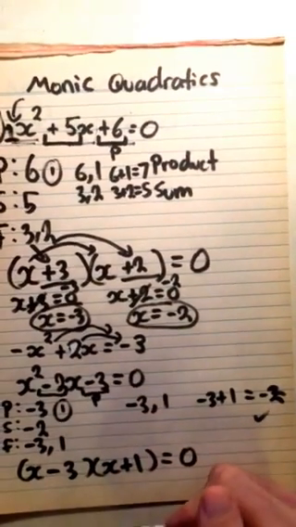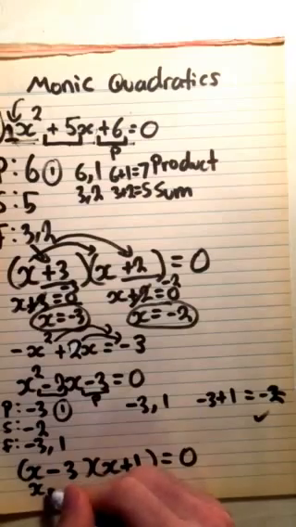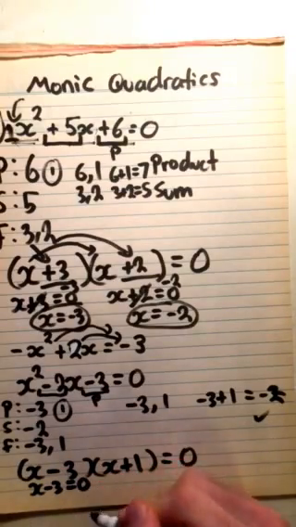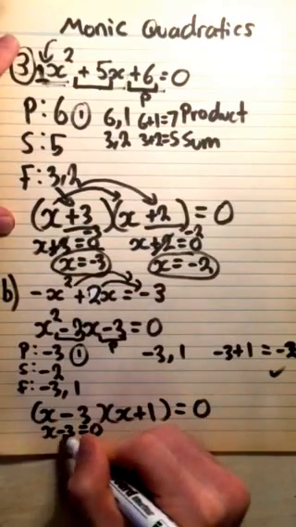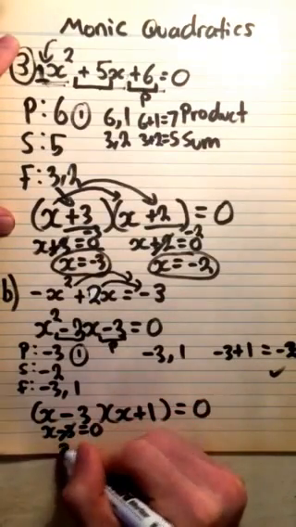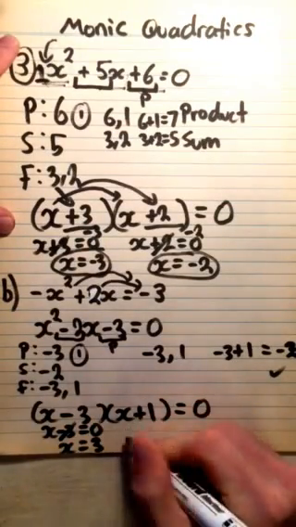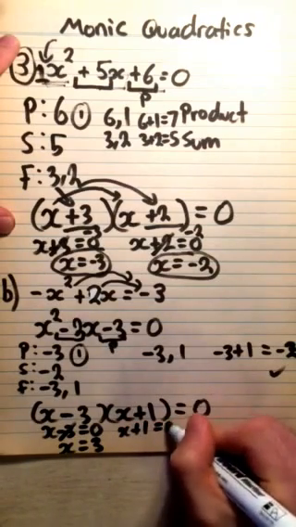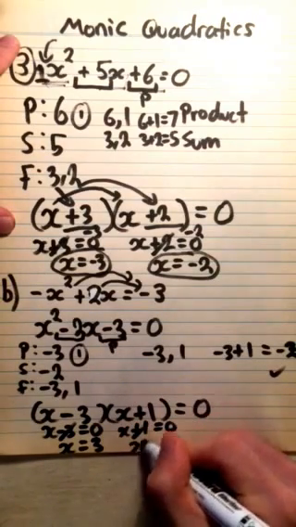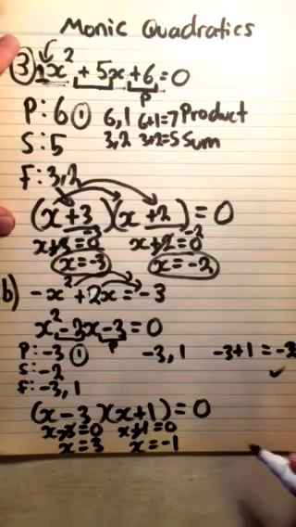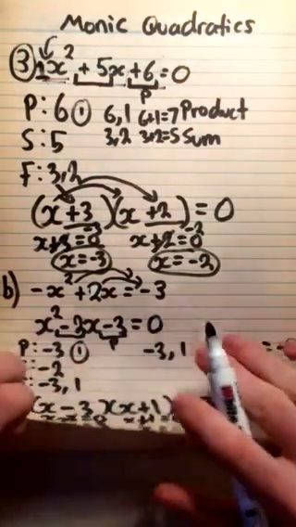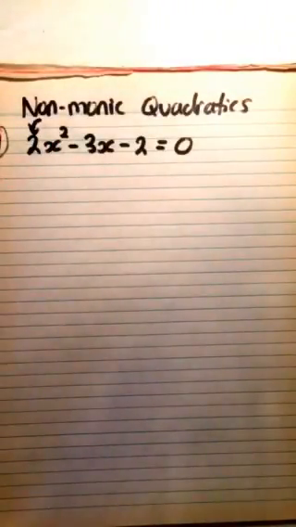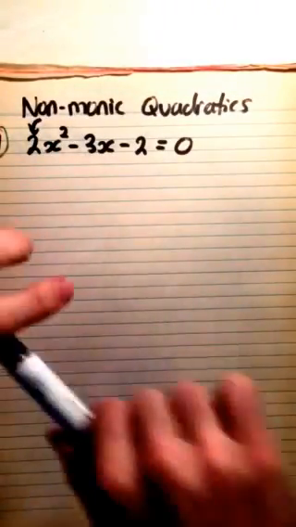So our two solutions there are x minus 3 equals 0. I'll just move that up for you. To get rid of that, we take that to the other side and get x equals plus 3. And then we want x plus 1 to equal 0. And we want to minus the 1 off that side to get x equals minus 1. So that's how you get the two solutions. Now the last thing we're going to be looking at are the non-monic quadratics. And that's what we're going to cover in the next video.